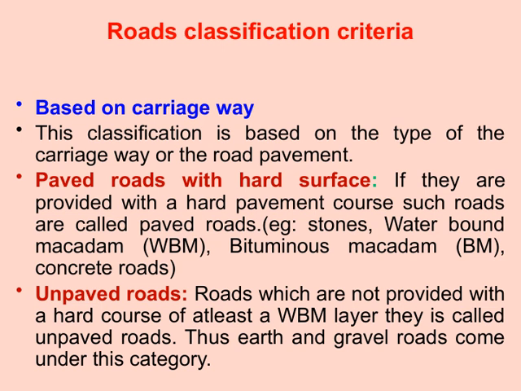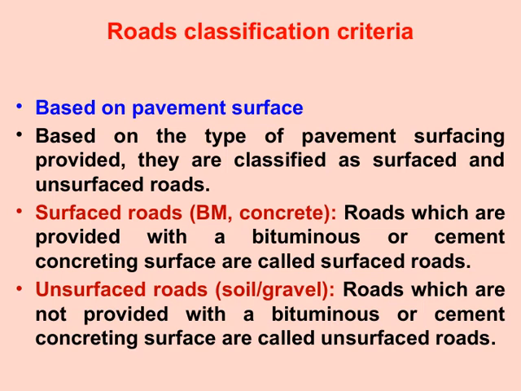So the key point here is that the classification based on carriageway helps us understand the road's structural makeup and suitability for different types of traffic. This understanding is crucial when planning or designing road networks to ensure they meet the needs of the users and the environment. Let's take a closer look at how roads are classified based on their pavement surface.